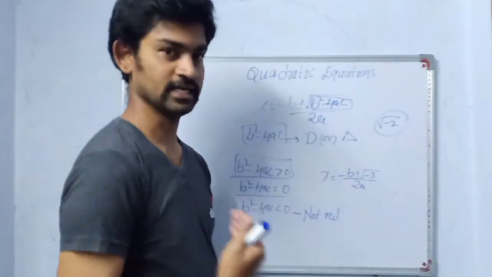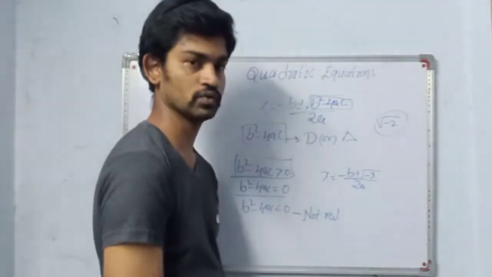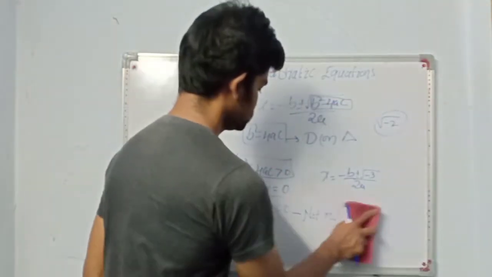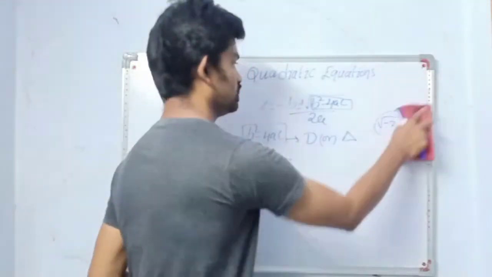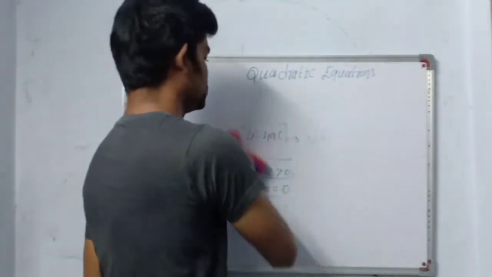Okay. Let us see this clearly now by taking quadratic equations. I will show how to find this. I will give you three types of quadratic equations.